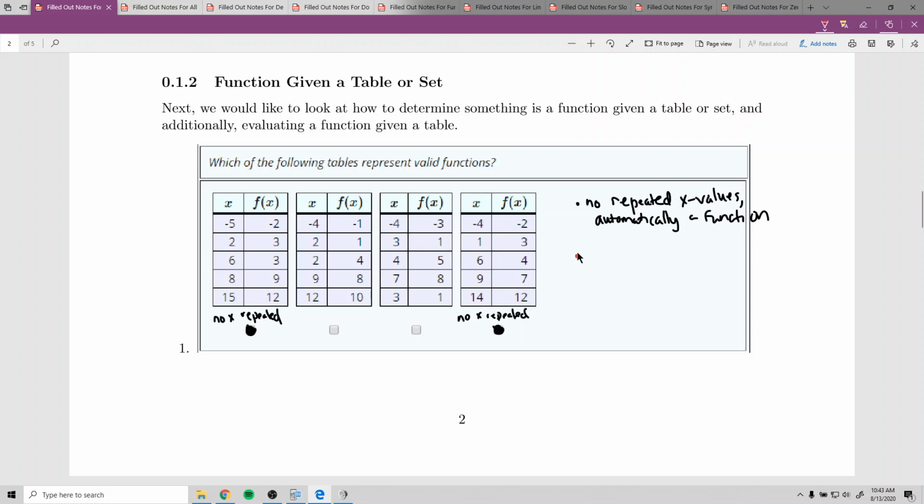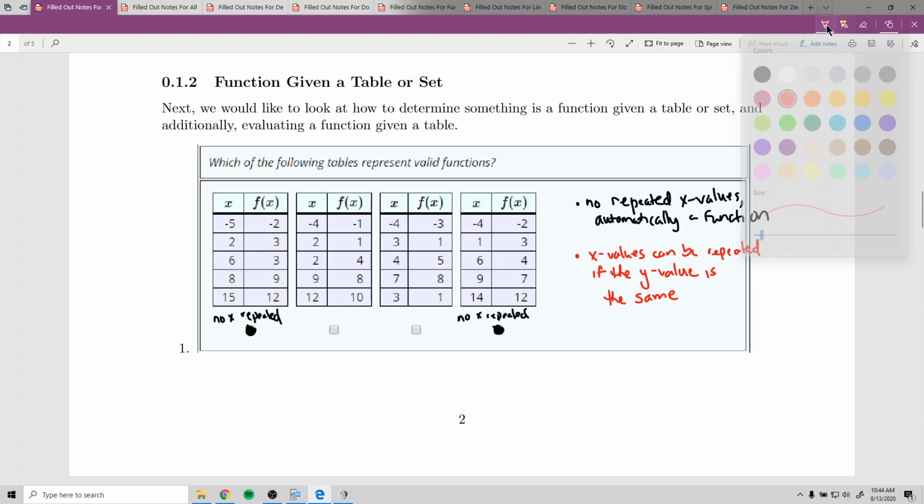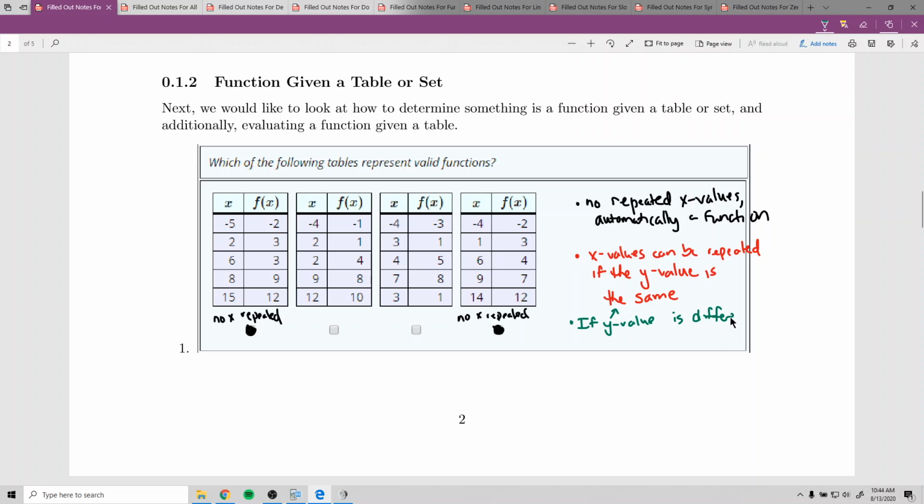So the other thing is, what happens if they are repeated? Well, if they are repeated, it can still be a function. So x values can be repeated if the y value is also the same, like I mentioned above. All right. If the y value is different, then it's not a function, for that repeated x value.